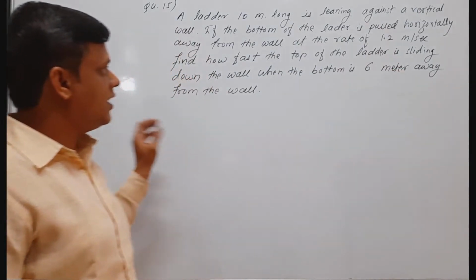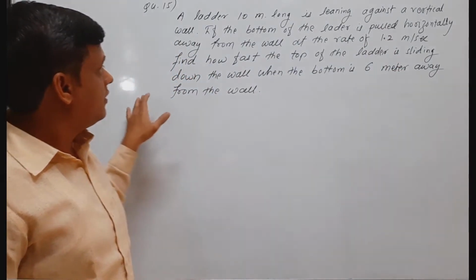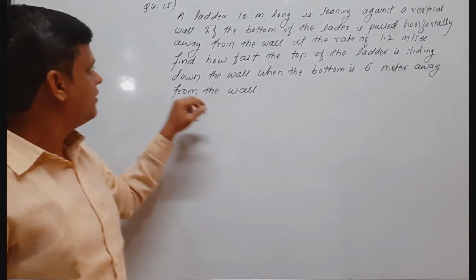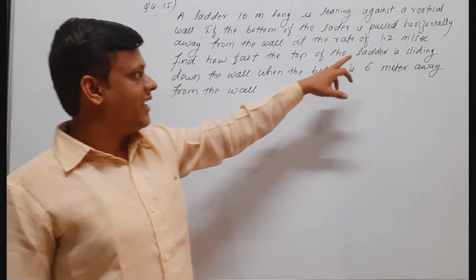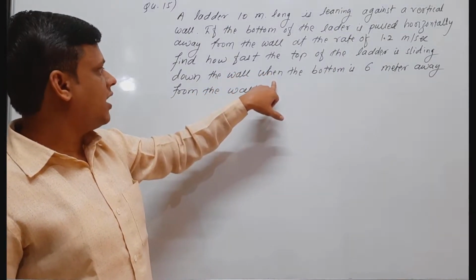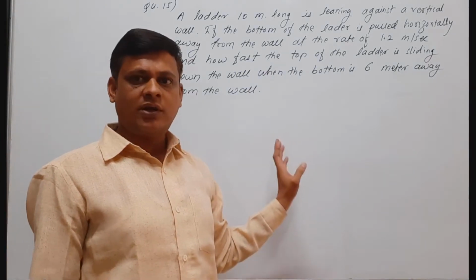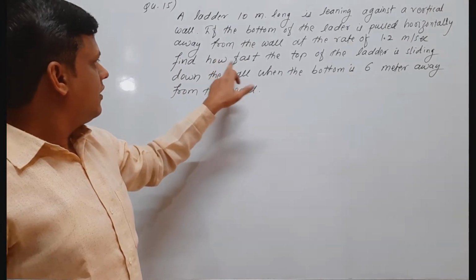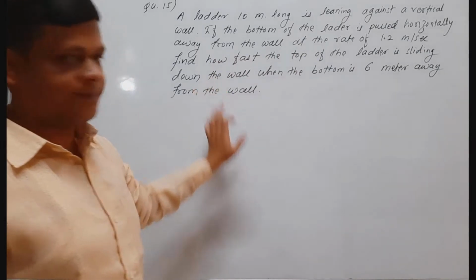So here a ladder 10 meter long is given, which is raised on the wall. If the bottom of the ladder is pulled horizontally away from the wall at the rate of 1.2 meter per second, that means when we pull that ladder away from the wall, find how fast the top of the ladder is sliding down the wall when the bottom is 6 meter away. So first we draw a rough sketch for our understanding, then we find how fast the top of the ladder is sliding.